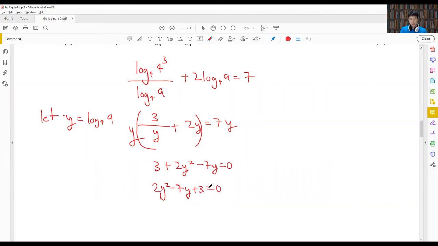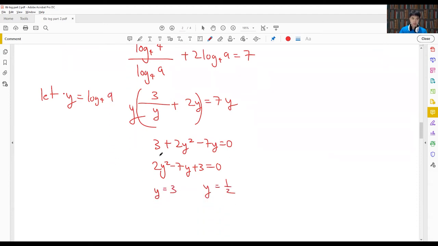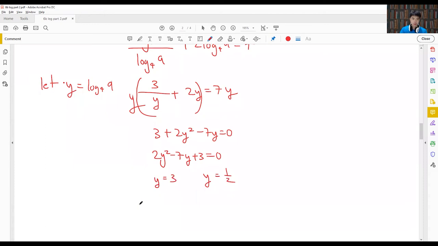Type this into your calculator. You're supposed to get 2, minus 7, 3. You're supposed to get y is actually equal to 3 or y is equal to 1 over 2. Now remember, y is not what we're solving. We're solving for the value of a here. So put it back into its normal formatting. Log base 4 of a is equal to 3. And from here, a will equal 4 to the power of 3, which is 64.